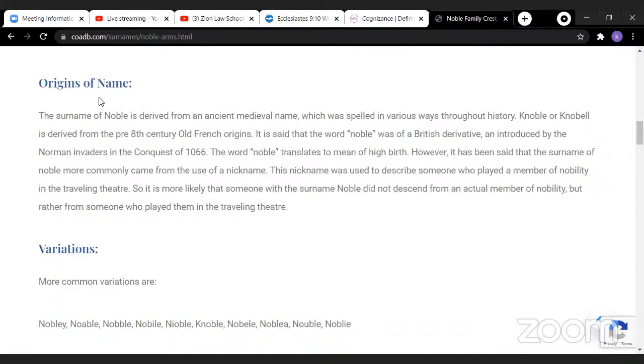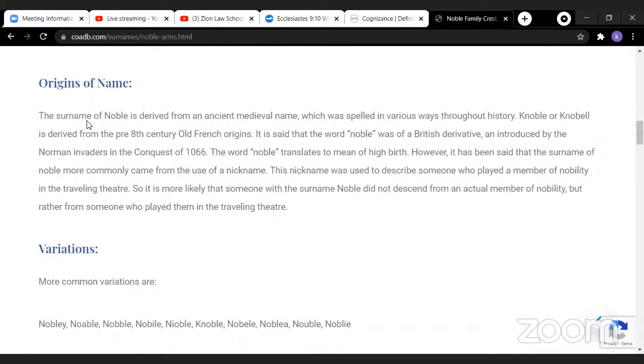The surname of Noble is derived from an ancient medieval name, which was spelled in various ways throughout history. Noble or Nobel is derived from the pre-8th century Old French origin. It is said that the word noble was of a British derivative and introduced by the Norman invaders in the conquest of 1066. The word noble translates to mean of high birth. However, it has been said that the surname of Noble more commonly came from the use of a nickname.